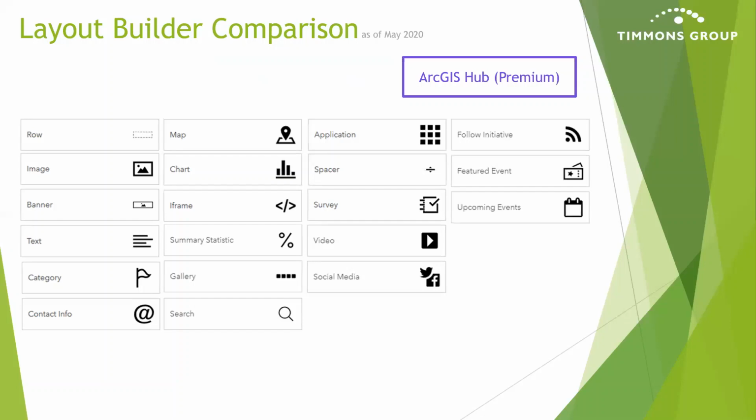And lastly, with Hub Premium, you do get a few more options added to this list of available drag and drop elements that are specific to premium capabilities, such as adding icons on your page so users can follow the initiative, add a button for a featured event, and add a calendar to your page that has a built-in way of displaying all of the events that you have scheduled for your initiative to your intended audience.